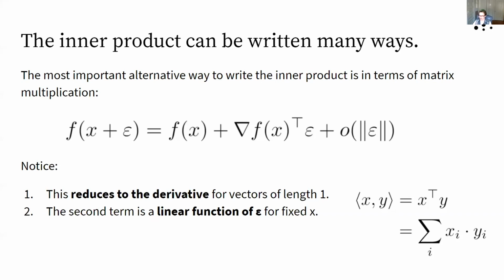The second term, the gradient transpose epsilon, is a linear function of epsilon for a fixed x. What I'm doing is just multiplying these things and adding them together. That function is always going to be linear. It defines effectively a plane or a hyperplane, which is the higher dimensional equivalent of a line. So just like how we had the notion of the derivative as a line in one dimension, we have the notion of a derivative as a plane or a hyperplane, a linear function that approximates the original function.